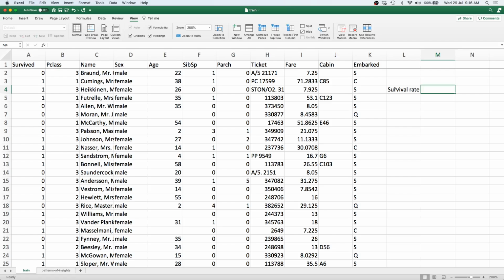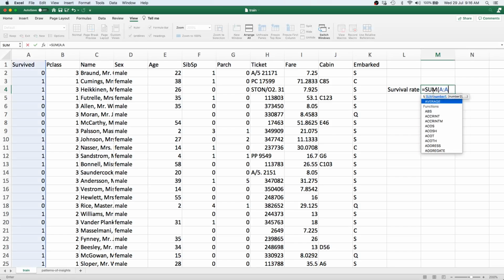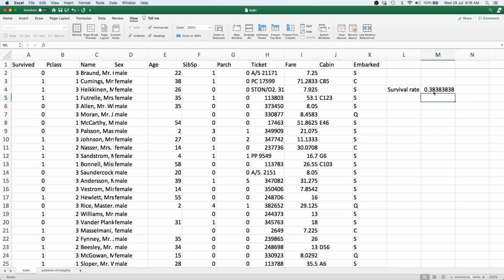Now, one way to calculate this is simply count the number of ones that are there in this whole column and divide them by the total number of rows. So essentially, we can simply say sum of A to A and then simply divide it by the count of A to A. Now we see that we get the value of 0.38, which means that the survival is 38%, quite less than 50% as we expected. So essentially what this means is that 38% of the passengers on the Titanic survived.